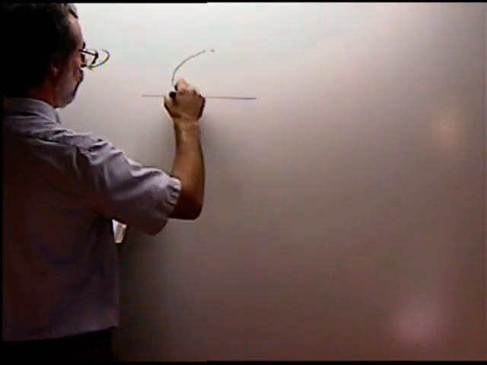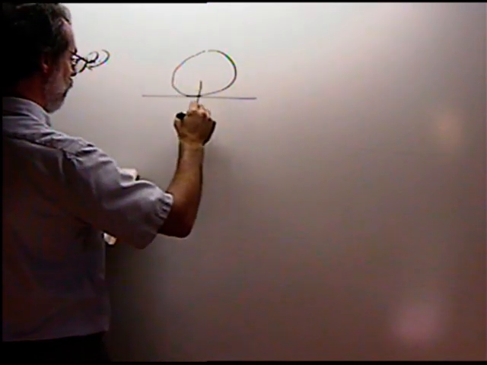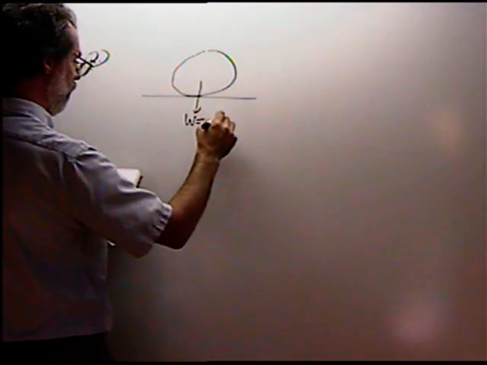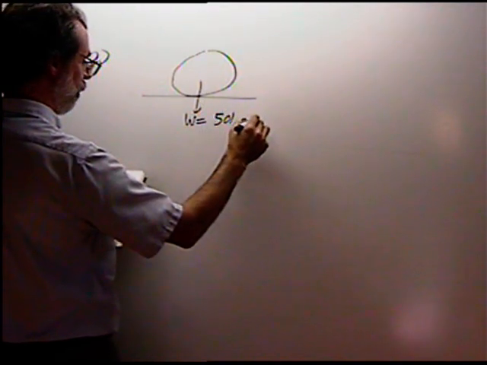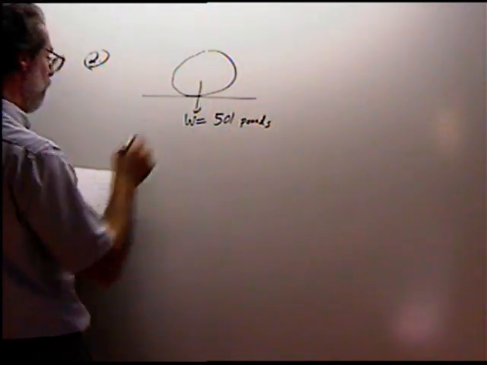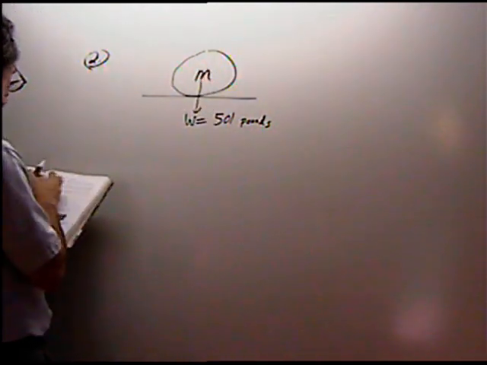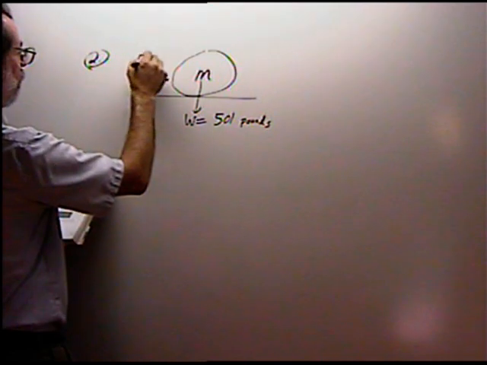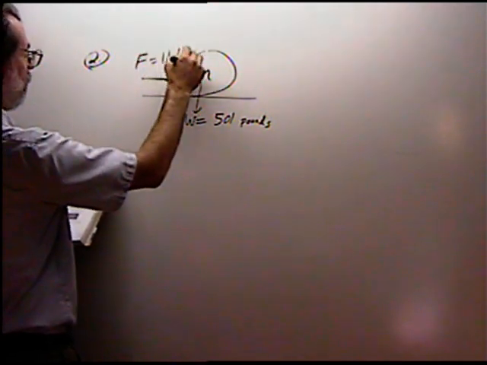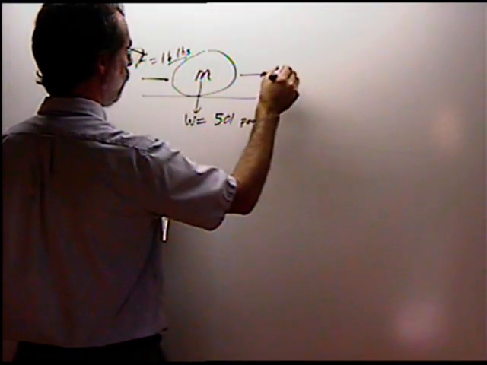Okay, question 2. A 501-pound rock has fallen onto a frozen pond that you want to use as an ice skating rink. So here's the rock. The weight of the rock is 501 pounds. That's the weight, not the mass. Now, if you push the rock with a force of 16 pounds, how fast will it accelerate?